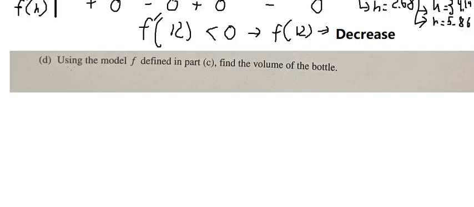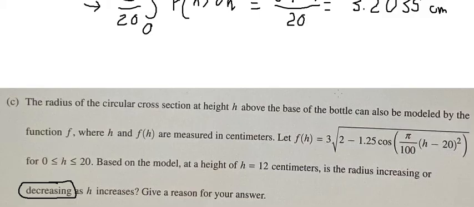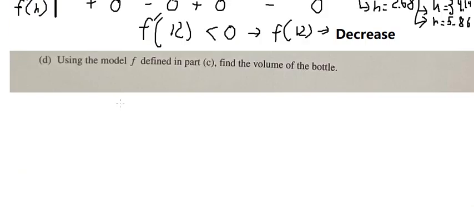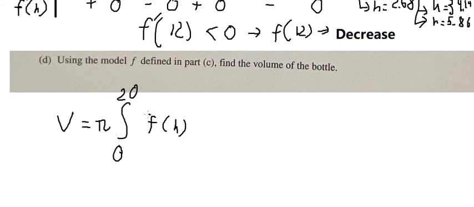And the last one, using the model f defined in part C, find the volume of the bottle. So we have the function in here, and we have the bounds in here. So we can find the volume of this one. This is the formula to find the volume.